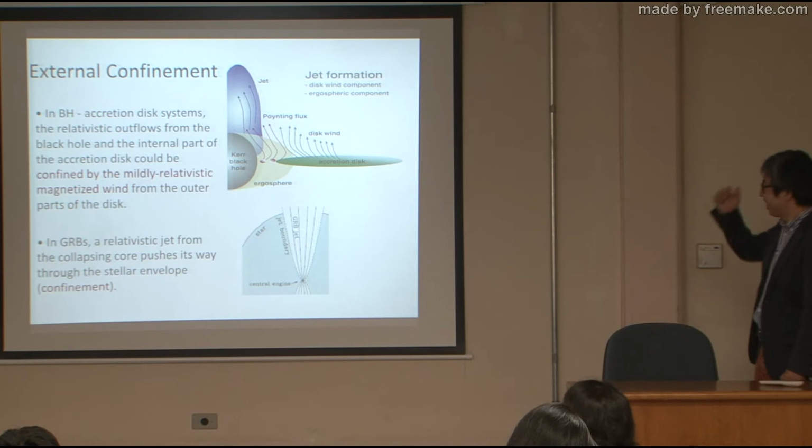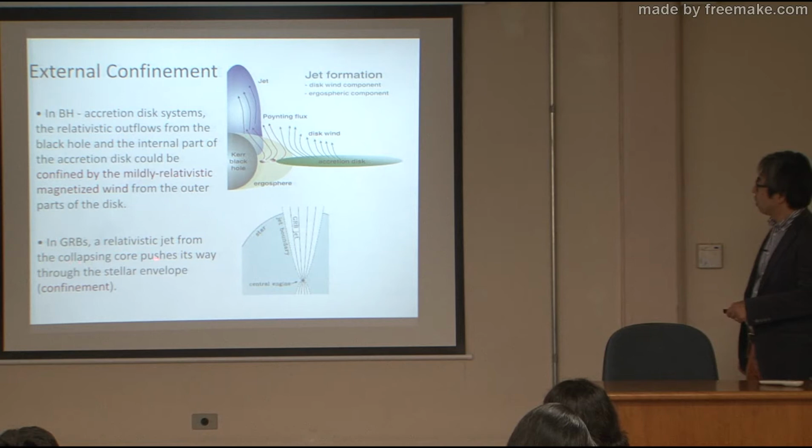And for GRBs, there is also a relativistic jet from the collapsing core, which has to push its way through the stellar envelope. So it is easier to make confinement of the jet in this case. So, collimation versus acceleration.